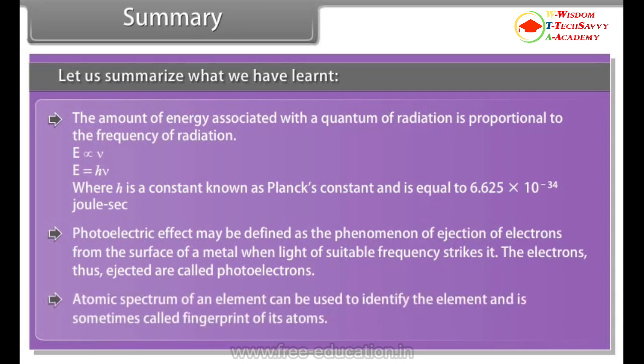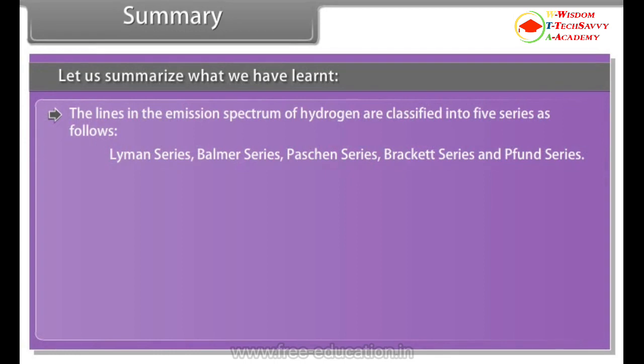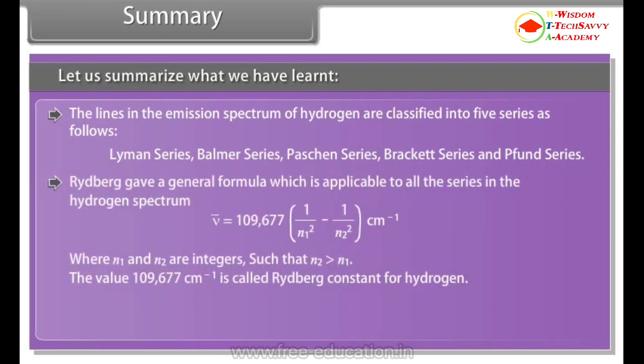Atomic spectrum of an element can be used to identify the element and is sometimes called fingerprint of its atom. The lines in the emission spectrum of hydrogen are classified into 5 series as follows: Lyman series, Balmer series, Paschen series, Brackett series, and Pfund series. Rydberg gave a general formula which is applicable to all the series in the hydrogen spectrum. The value 109677 per centimeter is called Rydberg constant for hydrogen.